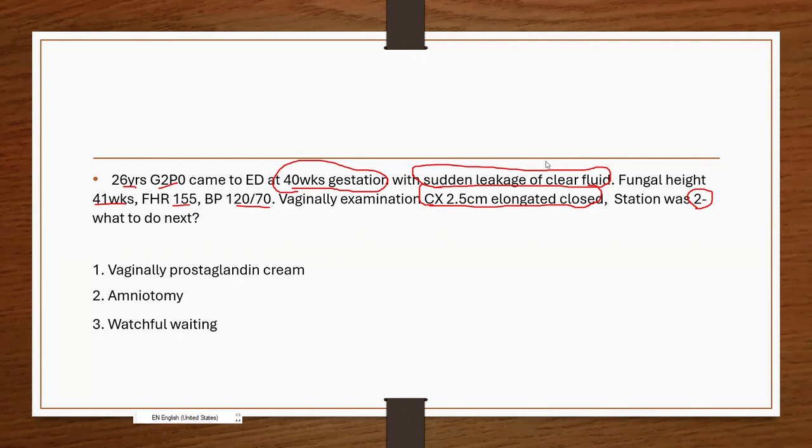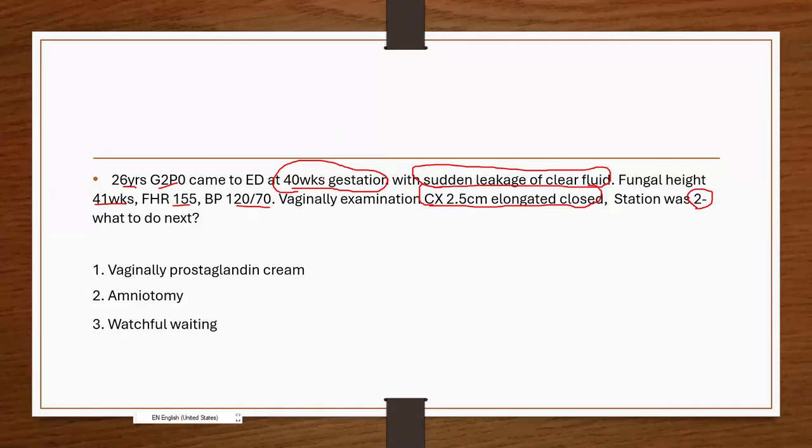Okay, so the dilemma is between answer 1 and 3. I can see vaginal prostaglandin and watchful waiting. Okay, so let's see. You have a lot of information in this question. So let's go through them one by one. You have a 26-year-old G2P0. She's coming at 40 weeks of gestation.